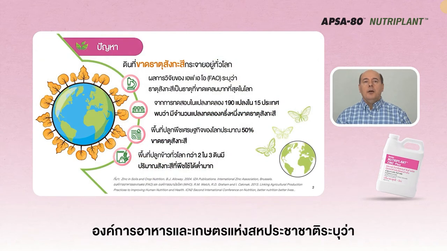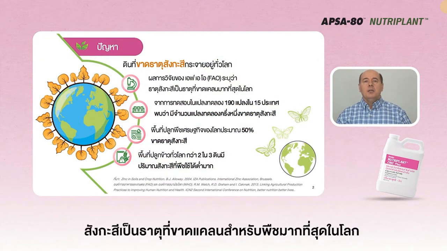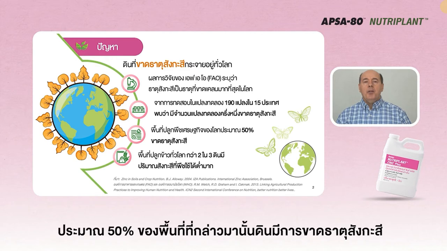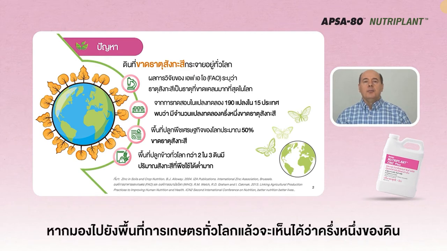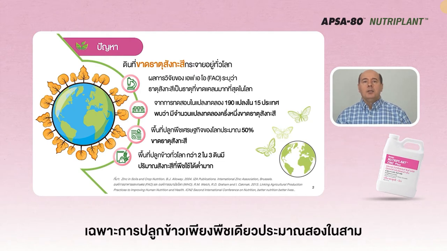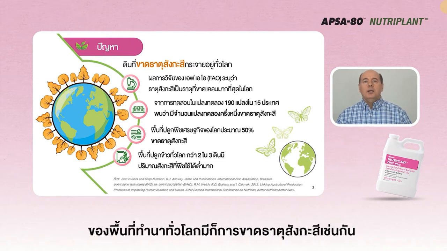According to FAO, zinc is one of the most deficient nutrients. Based on 190 trials in 15 countries, about 50% of the trials were deficient in zinc. At the global level, 50% of the soils used for agricultural crops and more than 2/3 of the rice grown worldwide are deficient in zinc.